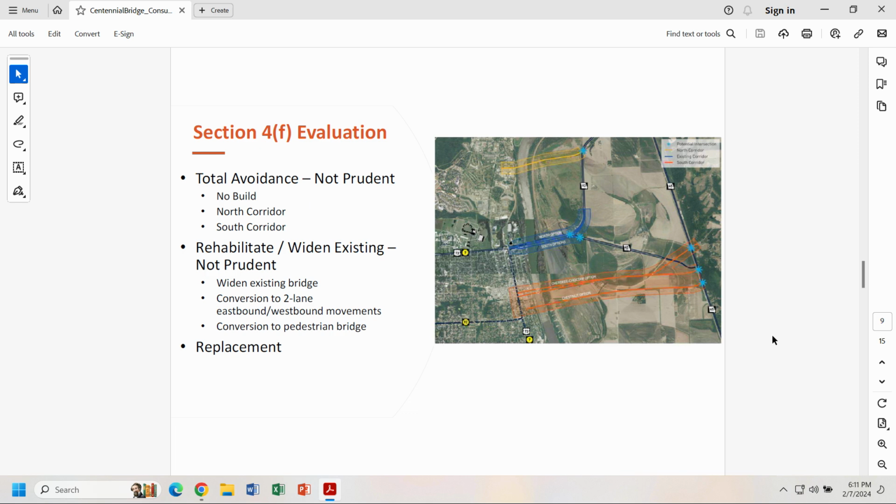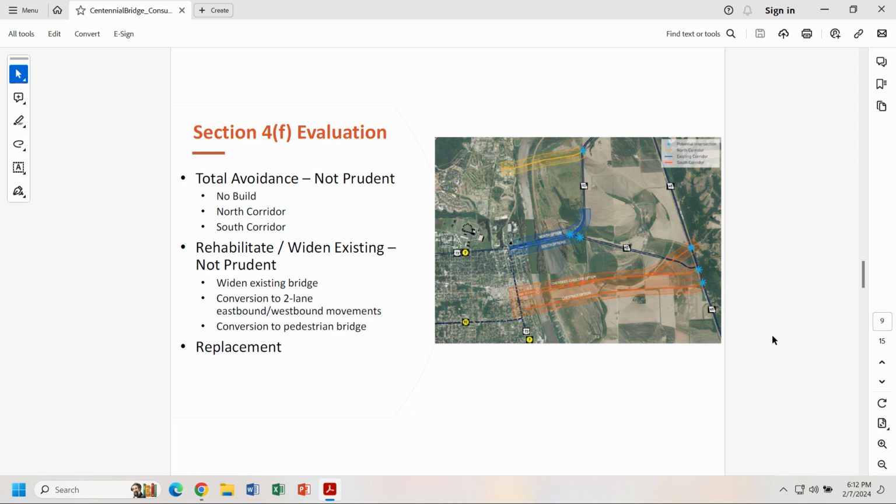We also looked at rehabilitating or widening the existing bridge, and that's the second set of alternatives that you see there. There's a little bit more detail in the 4(f) report if you want to read about it, but due to various engineering constraints, widening the existing bridge is not feasible. We also looked at whether we could keep the existing bridge, convert it to a two-lane eastbound or westbound bridge, and then build a second bridge to take traffic in the other direction. Again, this bridge is old, with a lot of maintenance concerns associated with keeping that bridge in service.